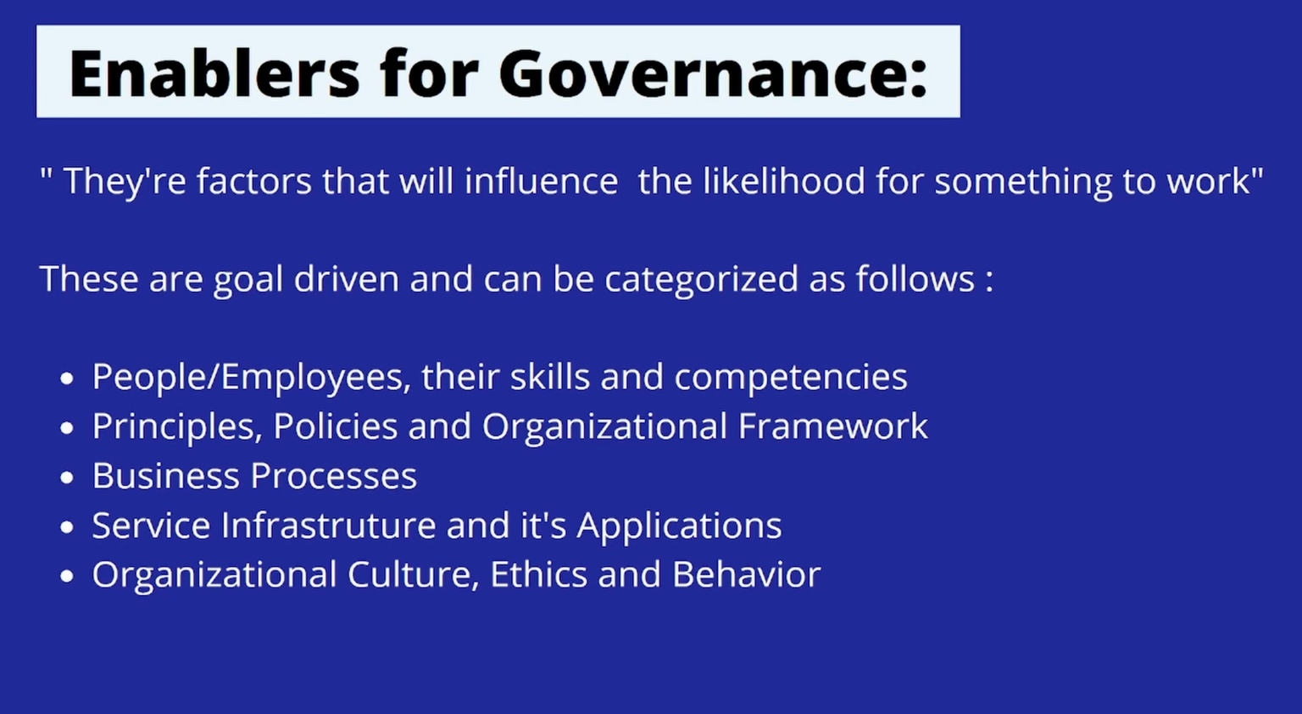Now, what are the enablers for governance? Enablers for governance are factors that will influence the likelihood for something to work. These are goal-driven and can be categorized as follows: people or employees, their skills and competencies, principles, policies, and organizational framework, the business processes, the service infrastructure and its applications. Lastly, but not the least, organizational culture, ethics, and behavior.